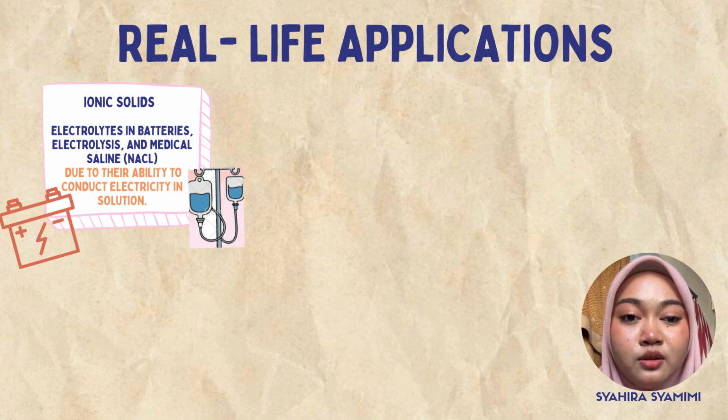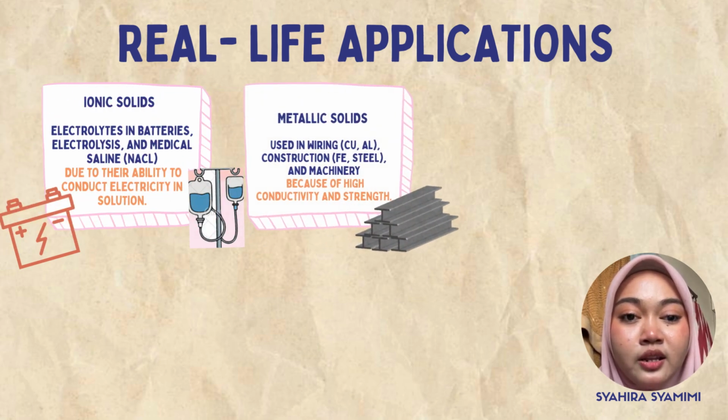Next, metallic solids are widely used in daily life, especially in wiring, constructions, and machinery. For example, copper and aluminium are used for electrical wiring, while iron and steel are used in buildings and heavy structures. This is due to their high electrical conductivity, strength, and durability.